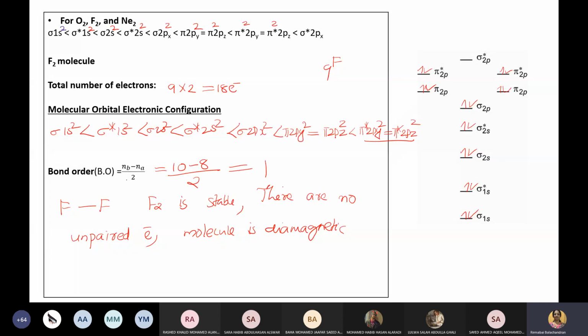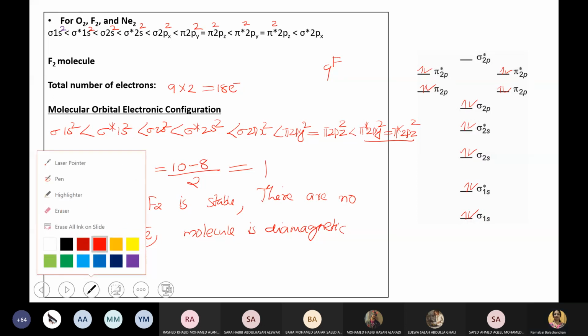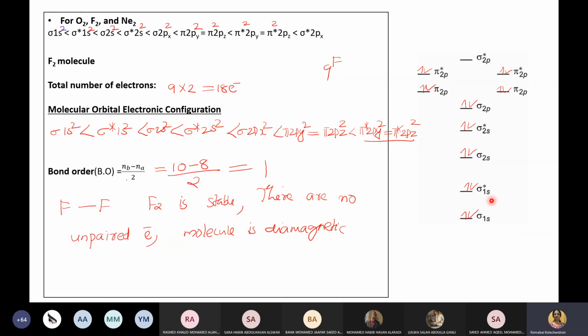Now here also look, can you see the diagram? We have 2, 4, 6, 8, 10. I hope you understood. So the bond order is 10 minus 8 over 2, which is equal to 1. Did you understand this, or do you want me to show? From where 10? 10 is from where?